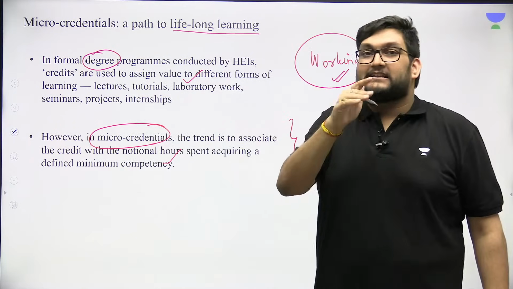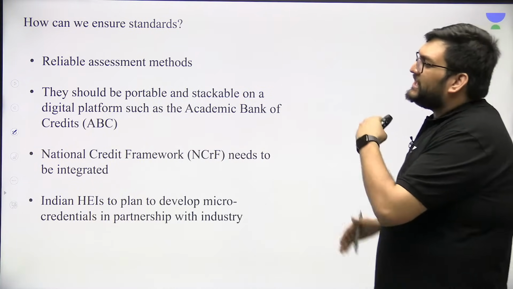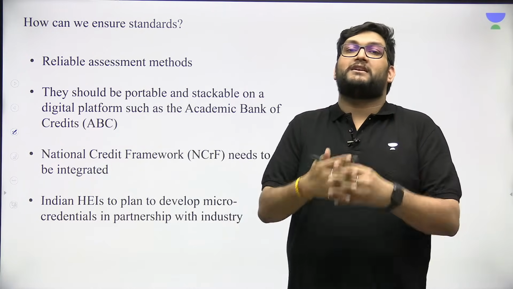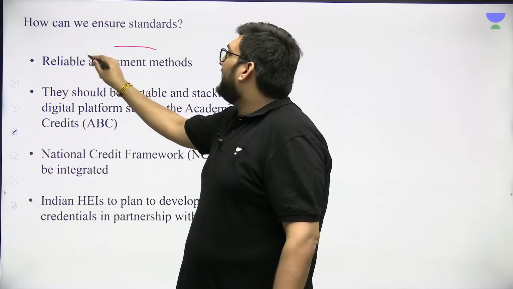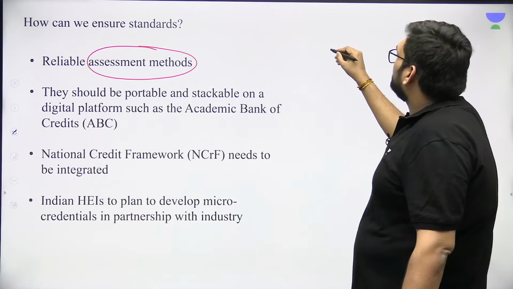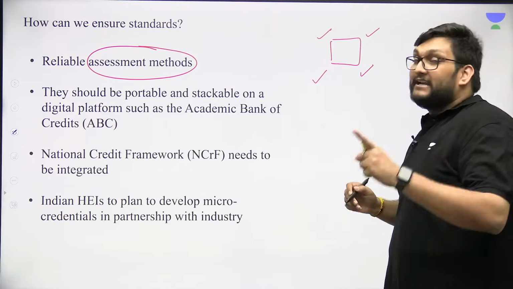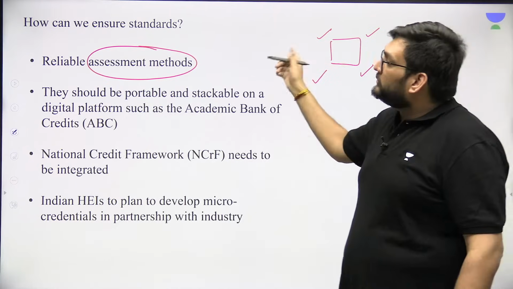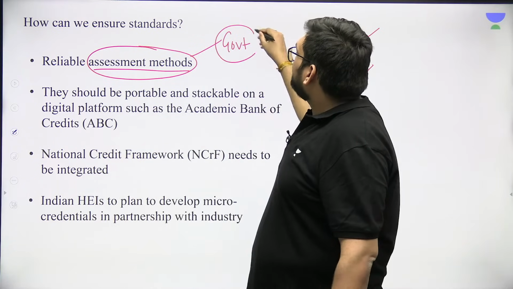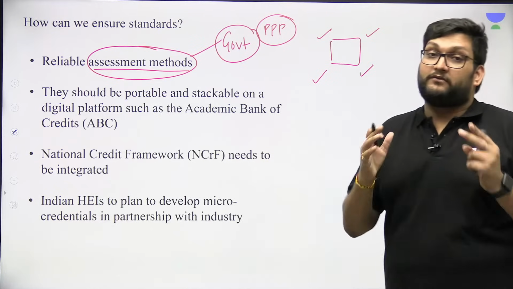And herein lies the second part of the discussion, which argues that there are 4 things we have to do in order to make sure that micro credentials can be the new industry standard. First is we have to make sure that the assessment method is reliable. If I am doing a certain course, whether that course is giving me the exact skill and is industry relevant or not should be determined through an assessment model. Herein the government or the industry, or under PPP, which is public-private partnership, we have to create a certain framework.